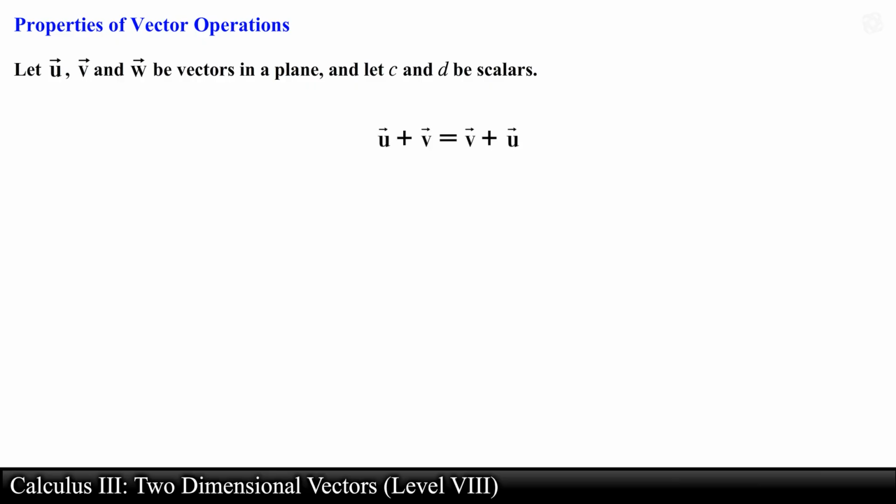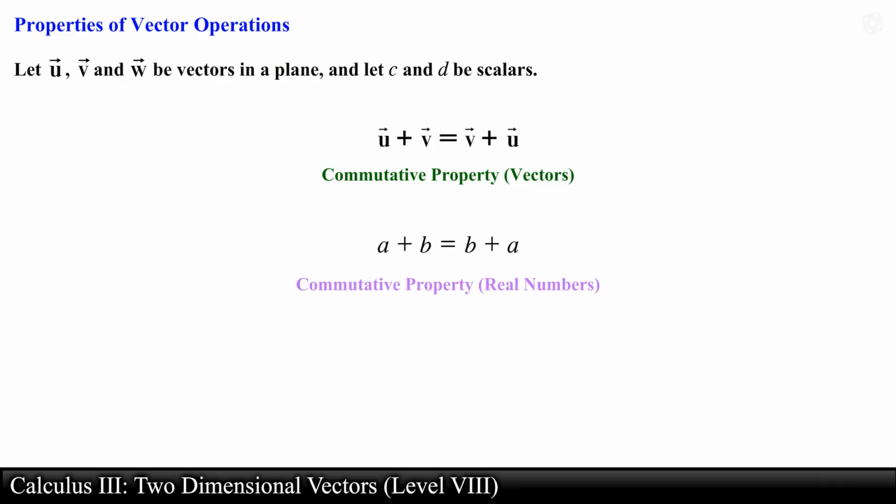Vector u plus vector v equals vector v plus vector u. In other words, vector addition is commutative. This is known as the commutative property of vector addition. This is similar to the commutative property of addition for real numbers, which you learned way back in your Algebra 1 course. The only difference is that we are now dealing with vectors as opposed to real numbers.